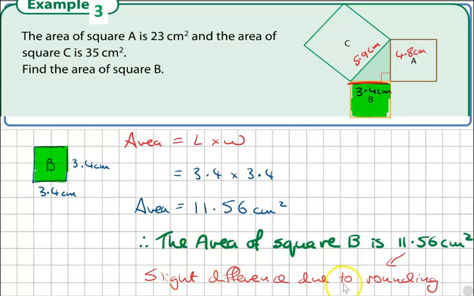There's a slight difference due to rounding. So we got the area in method 1, which was much quicker, to be 12 centimeters squared, and in method 2 we got 11.56 centimeters squared. So there's a slight difference because we had to round off each of these values. So there are two ways to solve the same question. The first way is obviously much quicker, but it's important to know both methods.